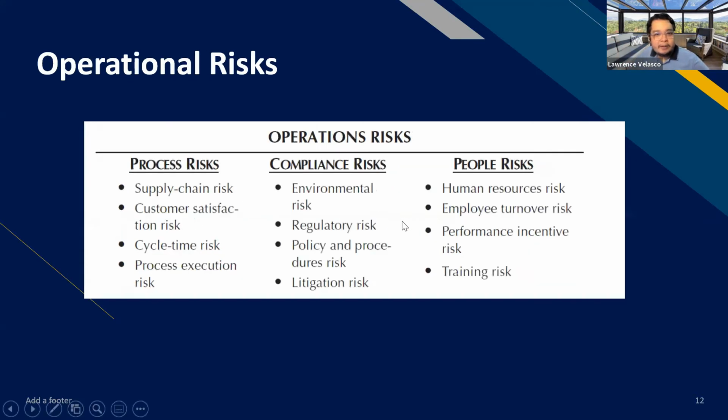Next, some examples of operation risks may be related to process. So when you say process, supply chain, customer satisfaction, production or cycle time, process execution. So those are all risks related to operations management. There could also be compliance risk, compliance with environmental laws, compliance with regulation, compliance with policy and procedures, and litigation.